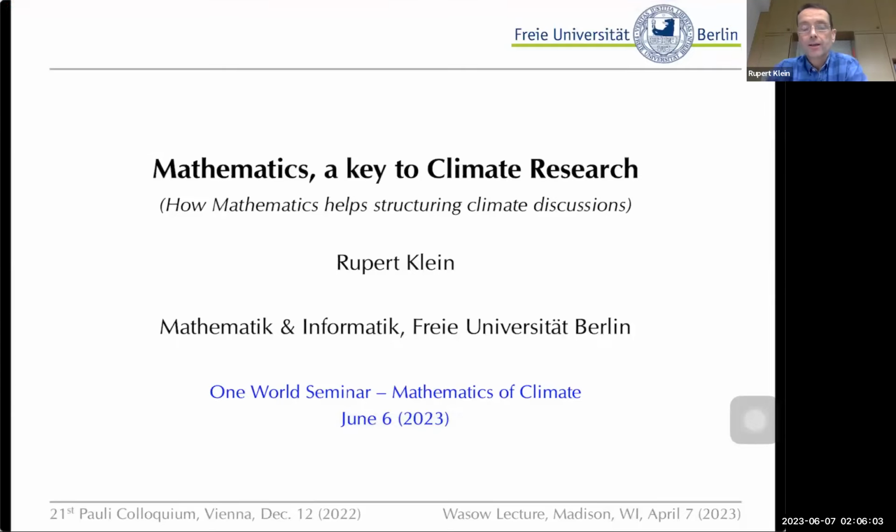The talk will be about the following aspect. When you do climate modeling, you necessarily need to use a lot of compute power and simulation power in order to make progress, because we don't have a chance of modeling Earth in the laboratory. So computation, and therefore mathematical modeling, is a key ingredient in climate research.